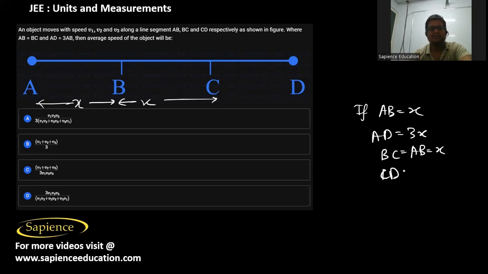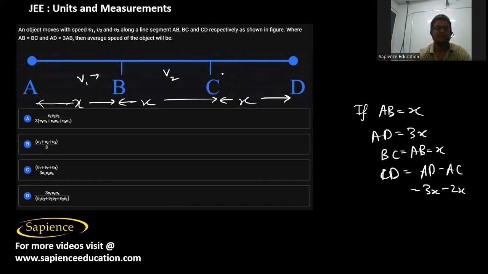So CD will be equal to AD minus AC, which is equal to 3x minus 2x, which is equal to x. So this is also equal to x. Then the average speed of the object: in AB its speed is v1, in the length BC its speed is v2, and in CD its speed is v3.